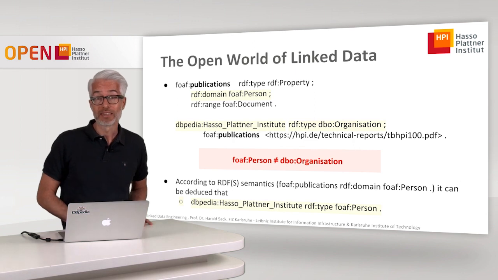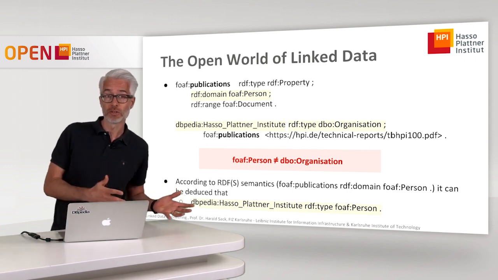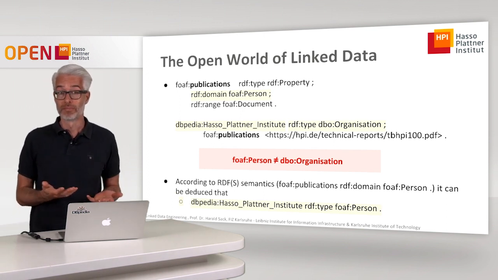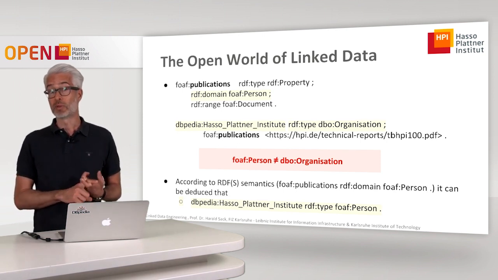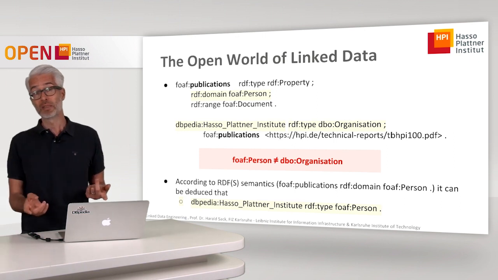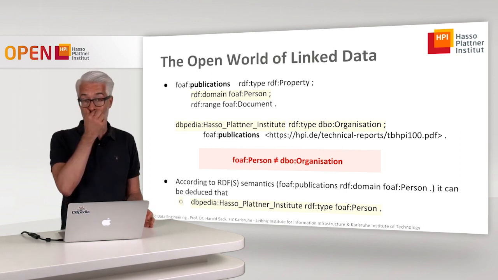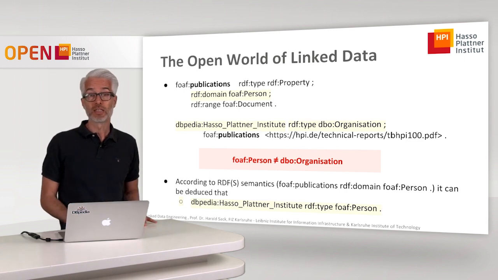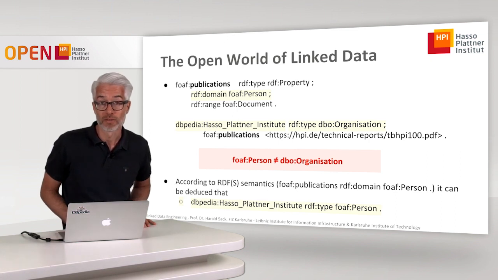According to RDFS semantics that we have already known, so we have here FOAF publications has the domain FOAF person, it can be deduced that Hasso-Plattner Institute also is of type FOAF person. And the interesting thing is, RDF doesn't care. It can be both. So Hasso-Plattner Institute can be an organization as well as be a person. And the person is simply deduced by this implicit knowledge given by the domain definition of this property publications.